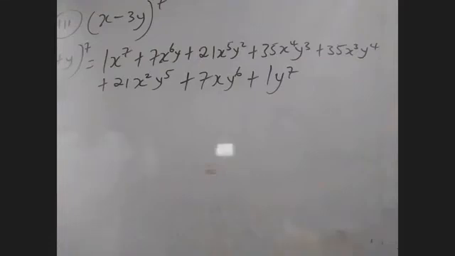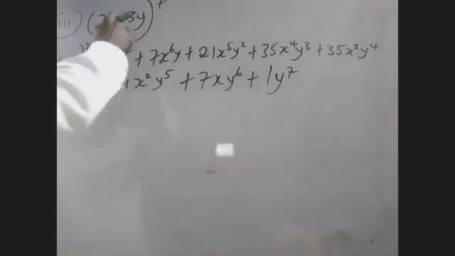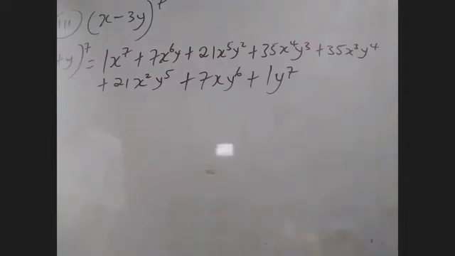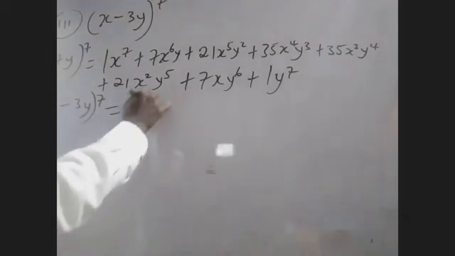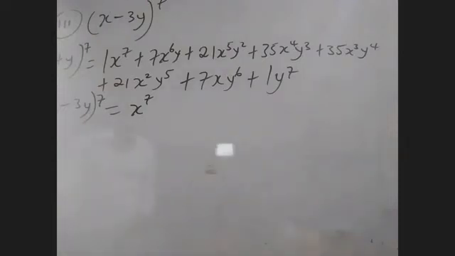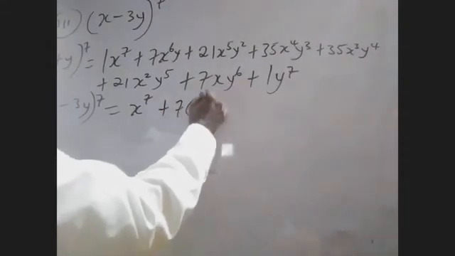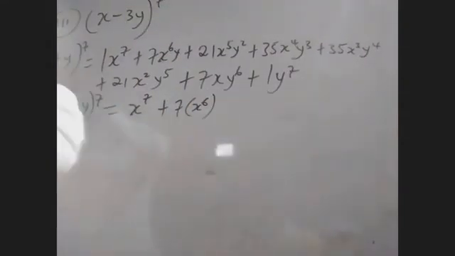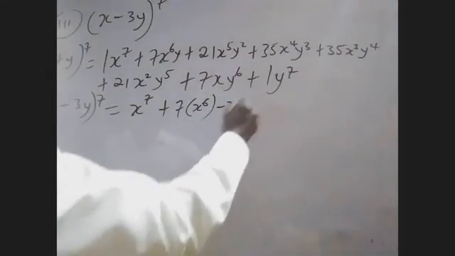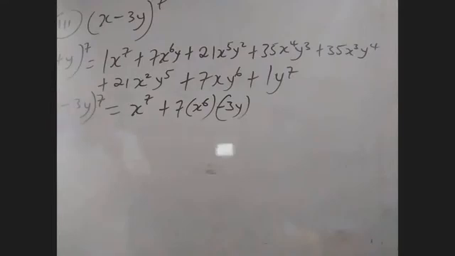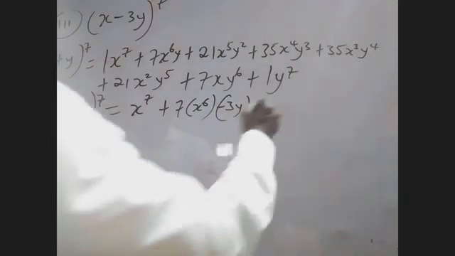So what we just have to do is put s in the position of x and put −3y in the position of y. That is all. So (x − 3y)^7 will be equal to s^7, that's the position of x. Then the next one will be plus 7s^6 (−3y). Remember the value of y is raised to the power of 1 here.